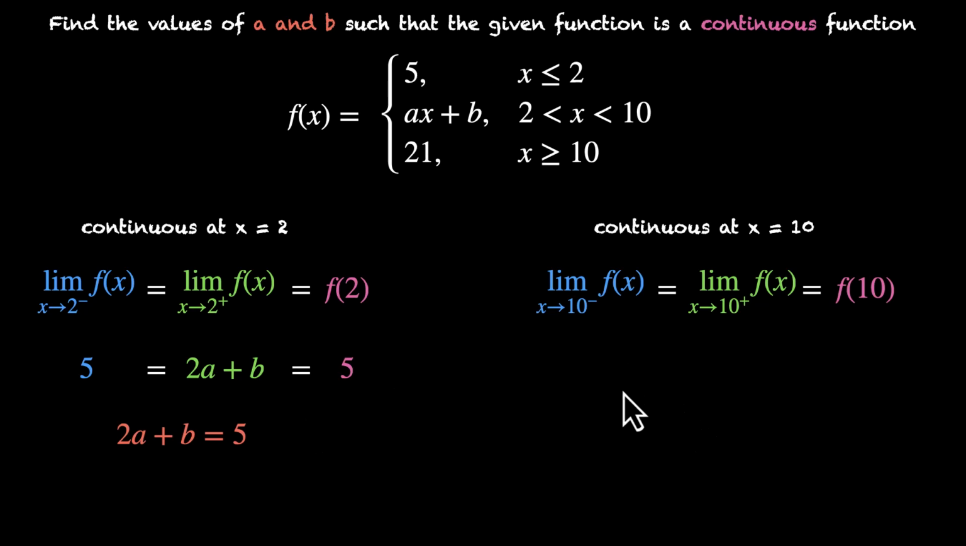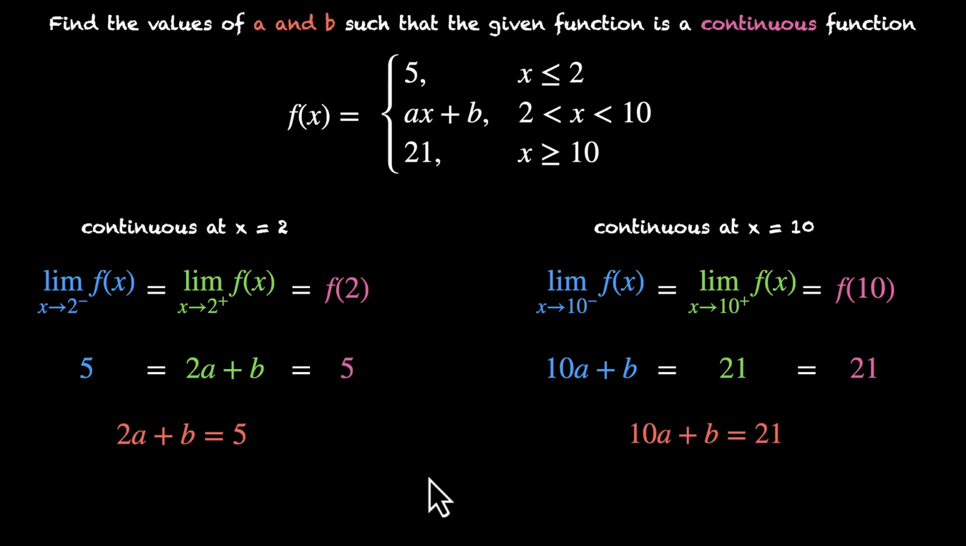Let's do that. Left hand limit at x equals 10. We'll get that from here, ax plus b. So 10a plus b, that's our left hand limit. Right hand limit is 21 because it's 21 for all values that are greater than 10. So that's 21. It's also 21 for x equals 10, which means f of 10 is also 21. So our second equation is 10a plus b is equal to 21.